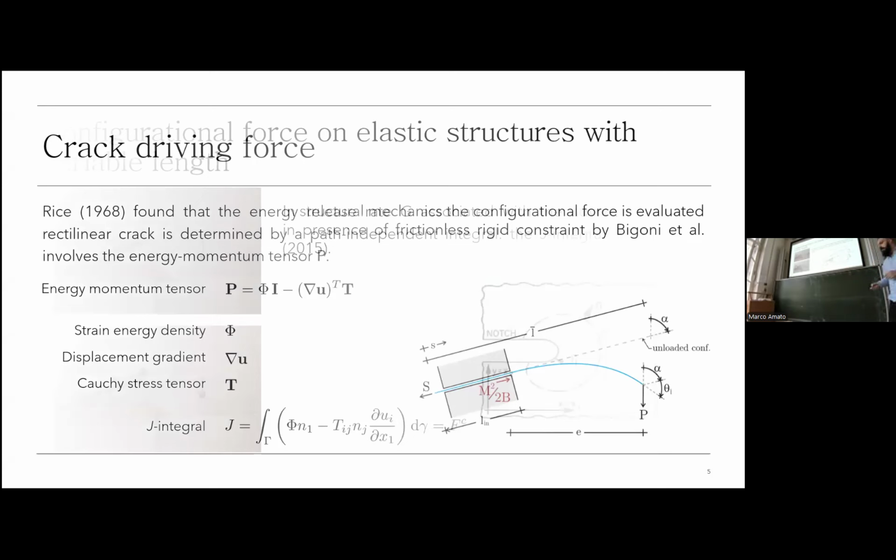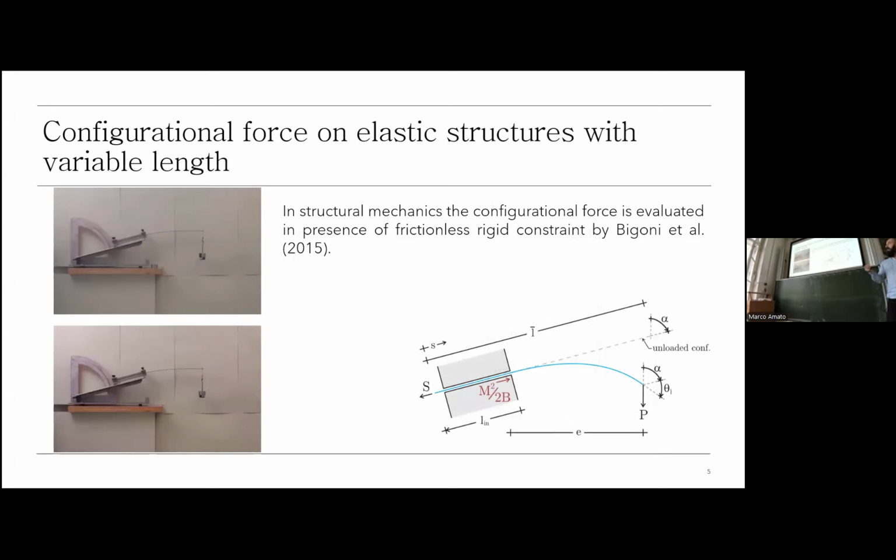Then, Bigoni and his research group extended the concept of configurational mechanics to a very particular class of elastic structure, the elastic structure characterized by a variable length. This variable length was made possible by considering a particular constraint, the sliding sleeve. The sliding sleeve allows the elastic rod to freely slide inside it, but it prevents the transversal displacement and the rotation. Considering now a dead load applied to the free end of the rod, a configurational force arises at the sliding sleeve exit.